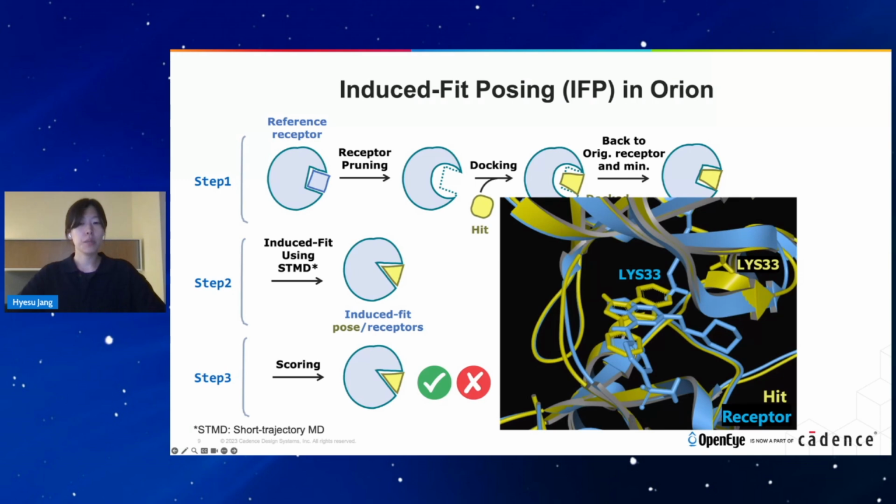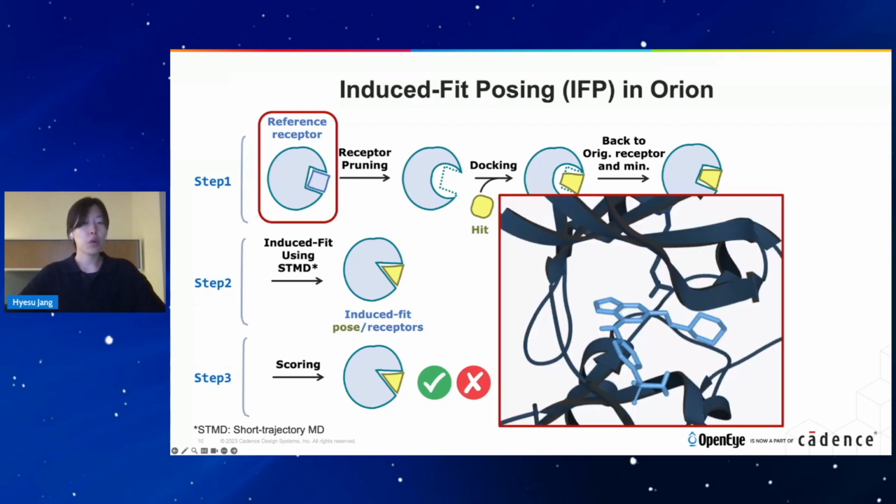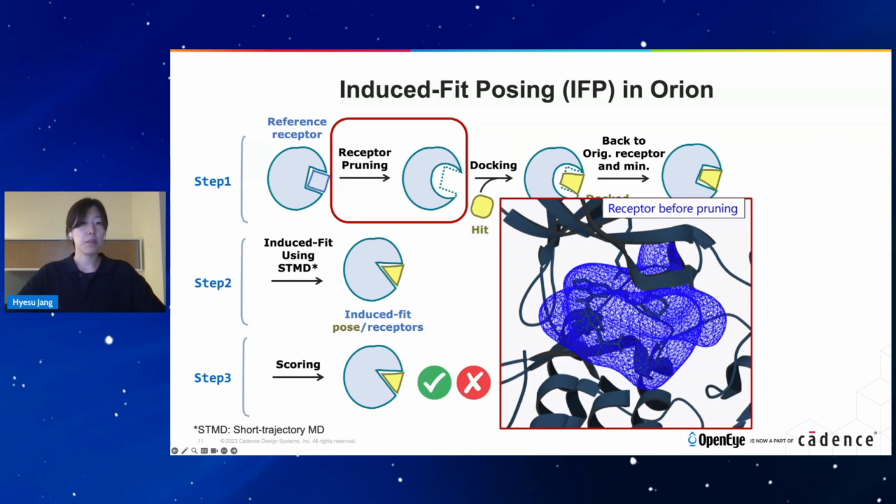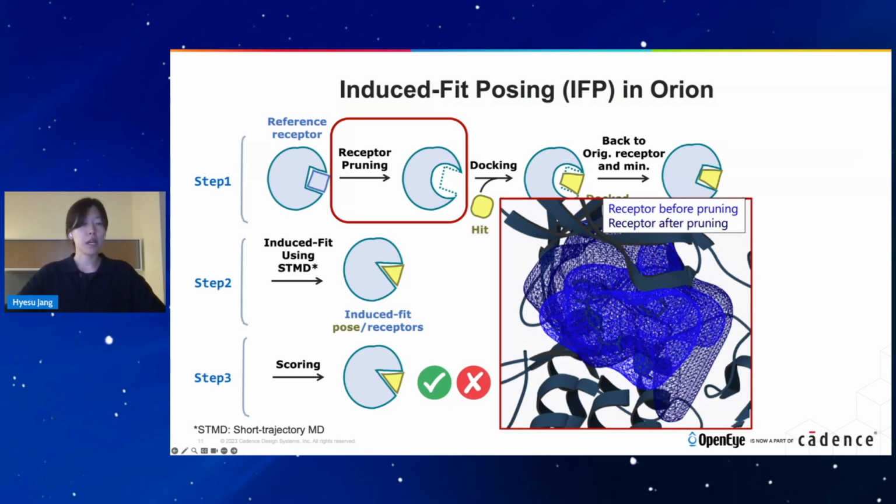Now let's see how this protocol will work for the example case where we need to address the reorientation of lysine 33 to correctly predict the binding mode of the yellow ligand. First, we start with the blue receptor. Then in the pruning stage, we take active site residues including lysine 33 and prune them to alanine. So you can see this is the active site before pruning, and after pruning we have a larger active site for docking.